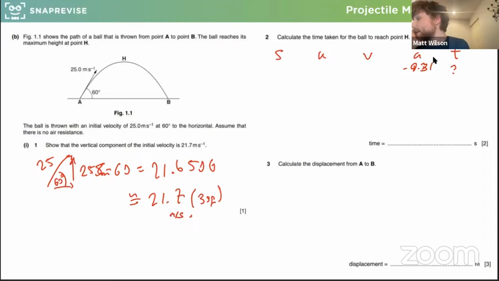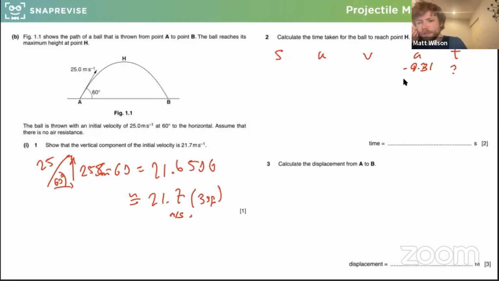I'm afraid today is just projectile motion, but I will take that into account for when we decide what to do in future sessions. But yeah, today is just projectile motion, I'm afraid.